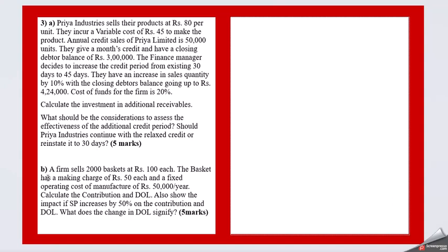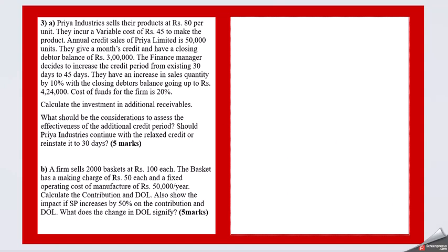Then question B. A firm sells 2,000, so it's not related to this one. This is again a separate one. A firm sells 2,000 baskets at rupees 100 each. The basket has a making charge of 50 each and a fixed operating cost of manufacturing of rupees 50,000 per year. Calculate the contribution and DOL. Also show the impact on the contribution and DOL if SP increases by 50%. What does the change in DOL signify?